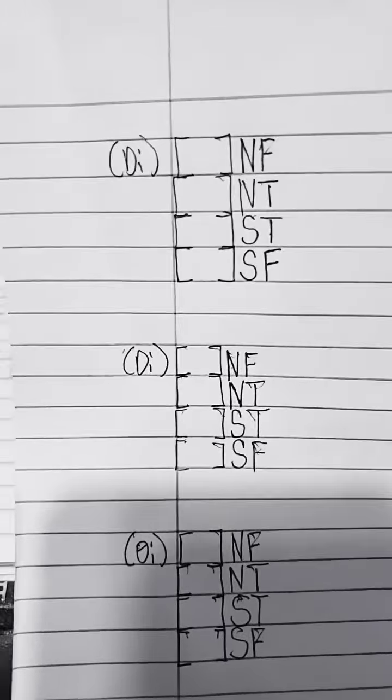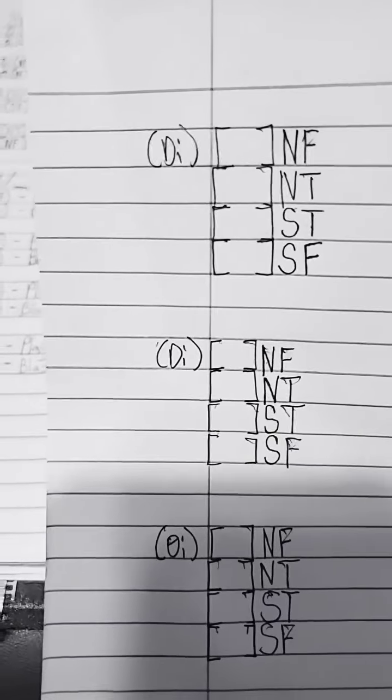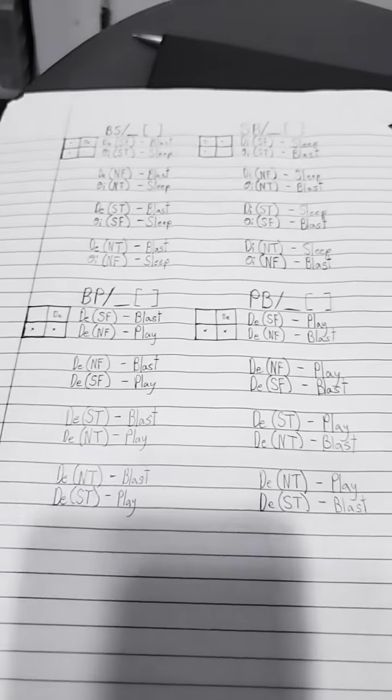So who has DI, NF, and then NT? Who has DI, NF, and then NT? We'll walk you through our thought process next.